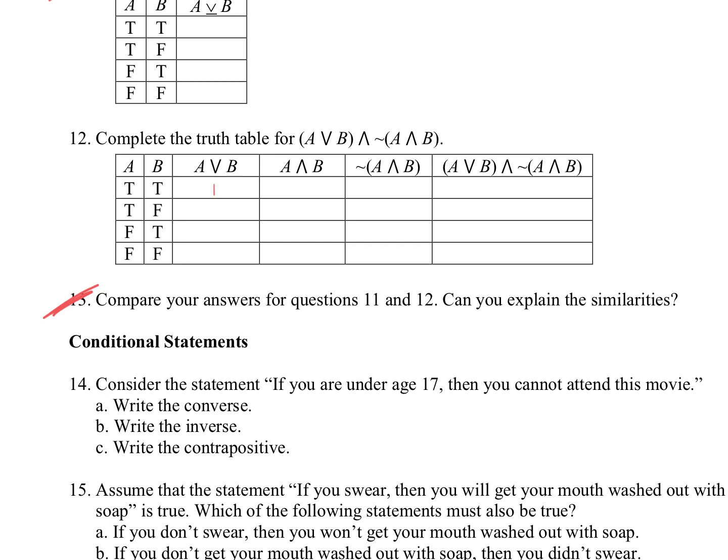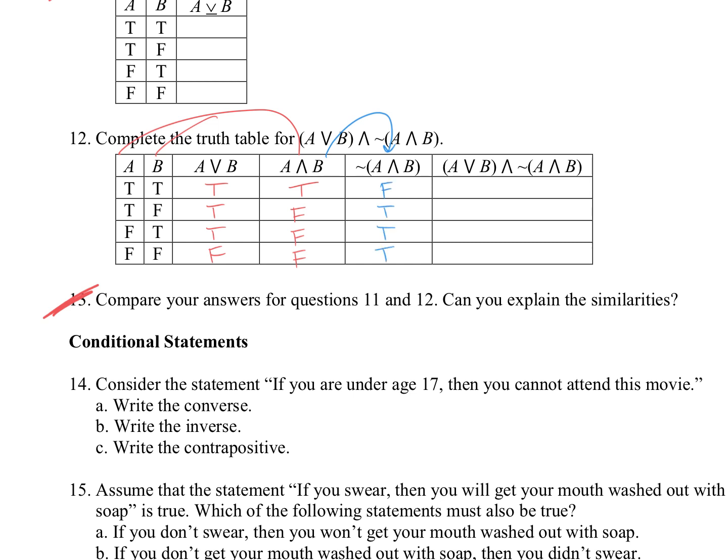So A or B, this would be true, true, true, false. A and B, that would mean both of them have to be true. So that would only happen with that first one. Everything else would be false. So next we want to look at the negation of A and B. So the column we just wrote, negated, would be false, true, true, true.